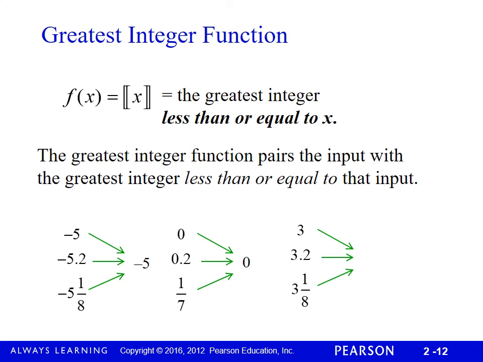For 0, 0.2, and 1/7, again, we're rounding down. And we get 0. And at 3, 3.2, 3 and 1/8, again, we would round down to 3. Okay? Very simple concept. Know the notation. Understand it. It's greatest integer. And this is where it's a little bit screwy, and sometimes math is. Our mind tends to think of greatest as largest, so we might think of rounding up, but it's really about rounding down. Rounding down. All right, hope you enjoyed this lecture.